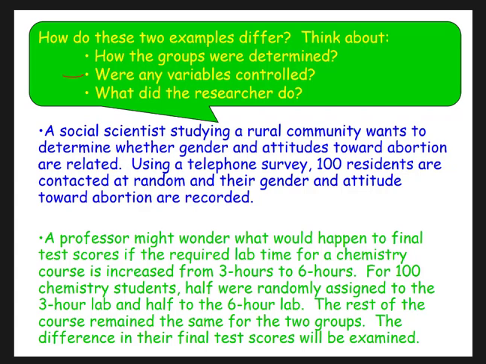Were any variables controlled? In the first one, no, there were no variables that were controlled. They just surveyed for the information. They just called people, and that's what they ended up with. That is a survey. There's nothing controlled. That is what's called an observational study. In an observational study, they're just studying characteristics that already exist, not imposing any of their own conditions on those people.